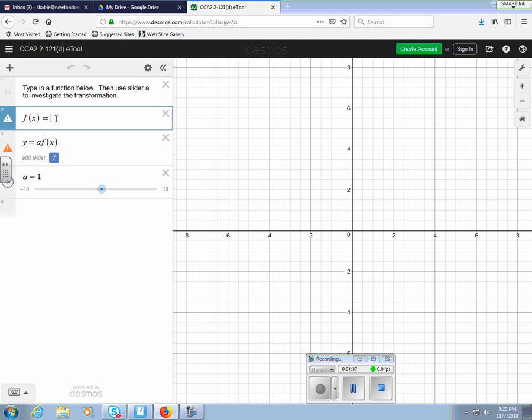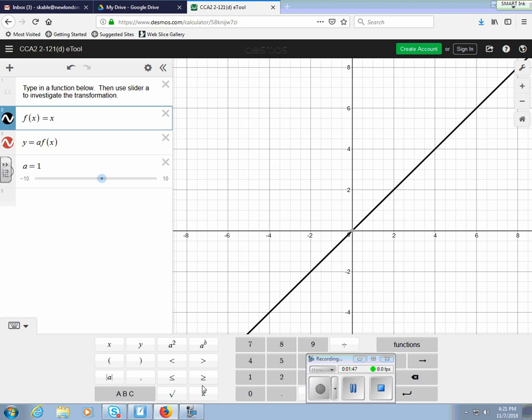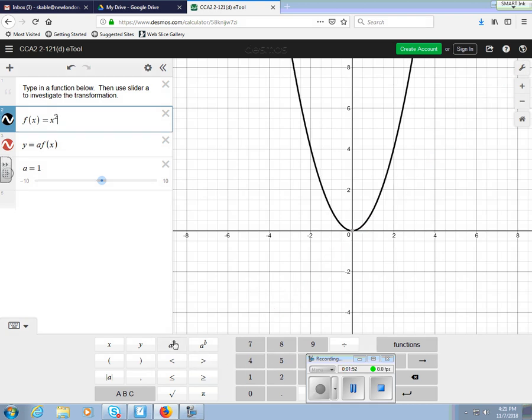Then you can type in whatever parent function you want. Let's say I want a quadratic parent function. So I'm going to have x, and then squared. Now I've got my squared in there. All right, so there's my parent function. Some of you have seen me use Desmos before. Now for my a value, let's take a look at when a is a positive number. We're just going to look at positive numbers, not negative numbers.